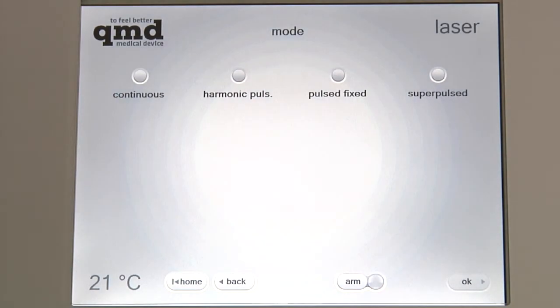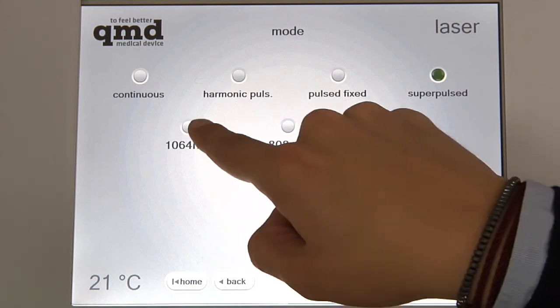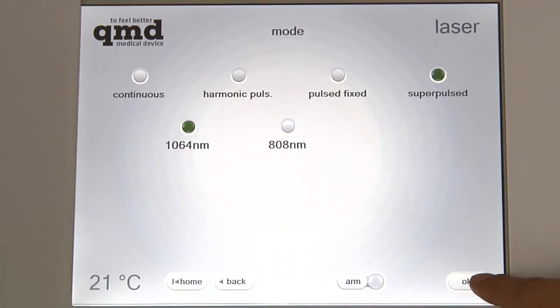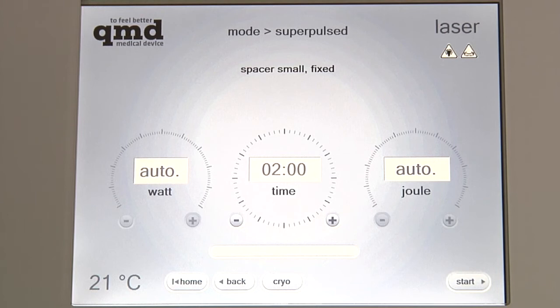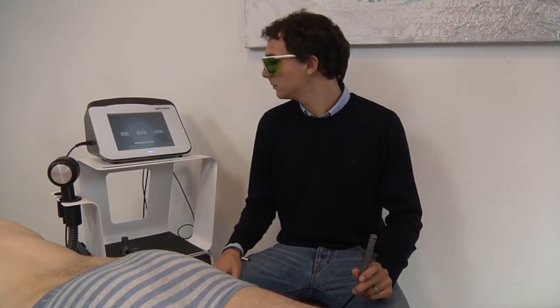For the second phase, we choose the superpulsed mode. The wavelength is again the 1064 nanometers, and also in this case, the time, the watt, and the energy are set automatically. We use the pointer without any spacer.